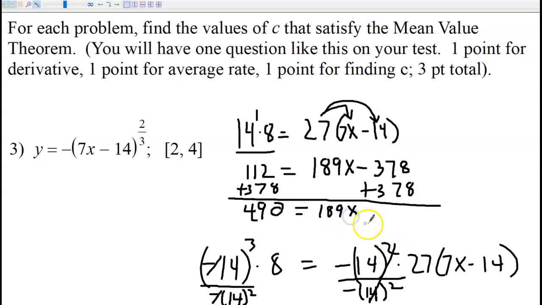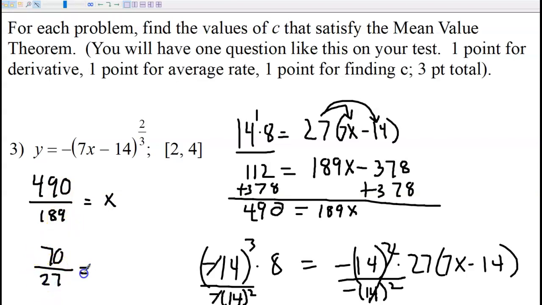And then divide both sides by 189. And we end up with this. And I do believe that that can be reduced by 7. So if you divide the top and the bottom by 7, you're going to end up with 70 over 27. All right, there you go.